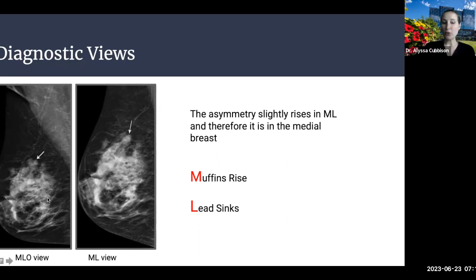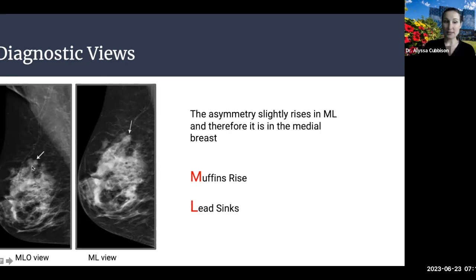We utilize the MLO view because we know that we obtain more posterior tissue by obtaining an obliquity. But the ML view, although we sacrifice some posterior tissue, helps us because it allows a truer representation of where a finding is in the breast. Also, it helps us see the finding in relationship to the MLO view. Those of you may or may not have heard of the mnemonic "muffins rise, lead sinks." It's just a cute way to remember that if something rises going from the MLO view to the ML view, then we can assume that it is in the medial aspect of the breast.